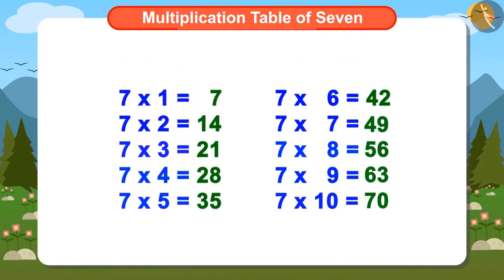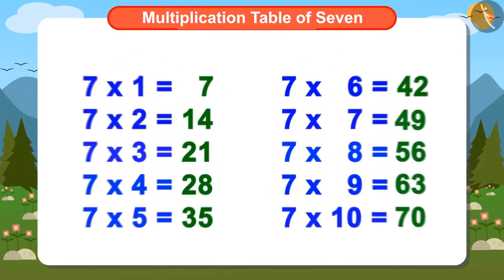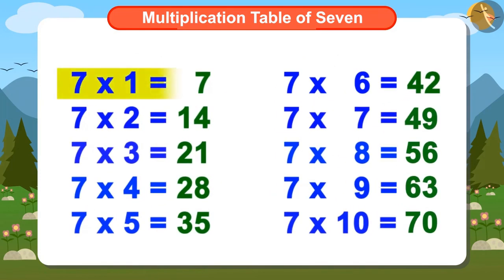Let's memorize it by singing. 7 ones are 7, 7 twos are 14, 7 threes are 21, 7 fours are 28, 7 fives are 35, 7 sixes are 42, 7 sevens are 49, 7 eights are 56, 7 nines are 63, 7 tens are 70.